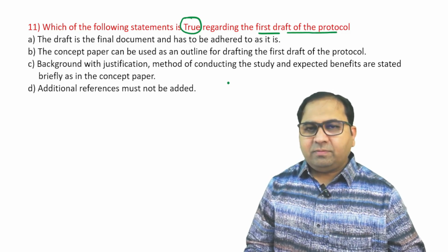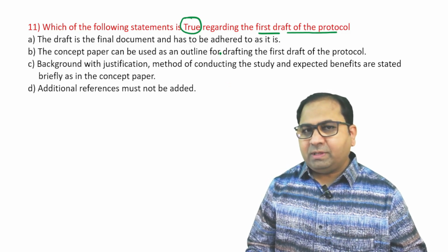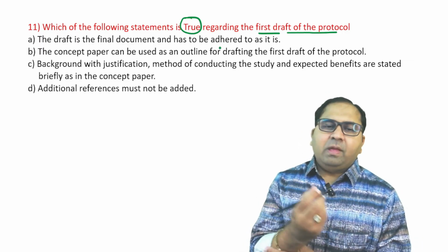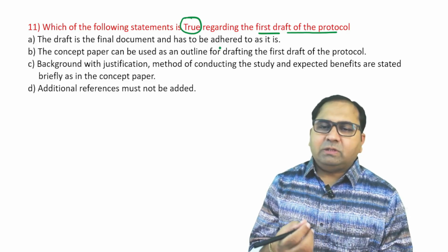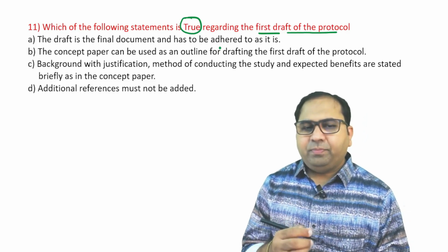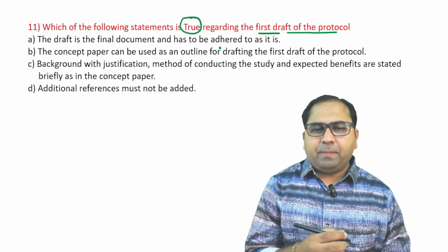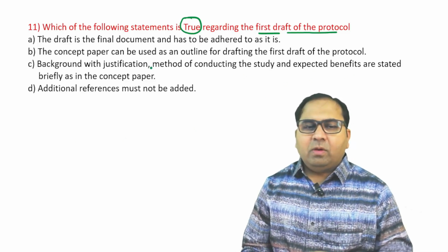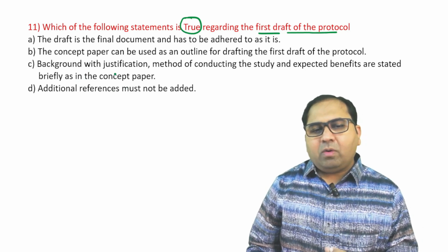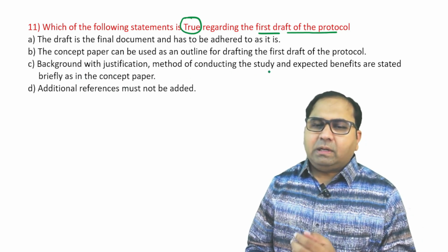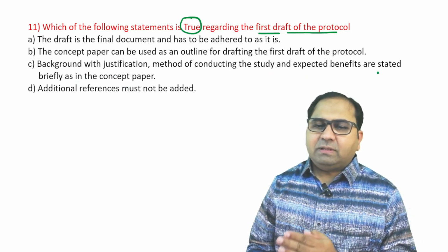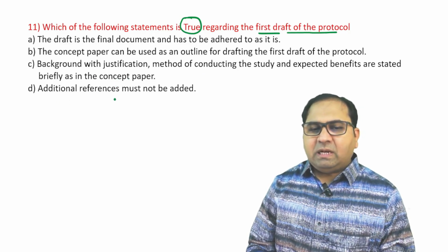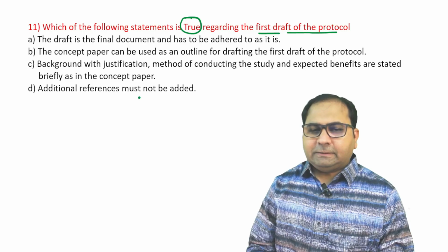Okay, they are asking which is the true statement. So three statements are wrong and one is true regarding the first draft of the protocol. Let us see the statements. The draft is the final document and has to be adhered to as it is. Or 2, the concept paper can be used as an outline for drafting the first draft of the protocol. Or option C, background with justification, method of conducting the study, and expected benefits are stated briefly as in the concept paper. Or option D, additional references must not be added.